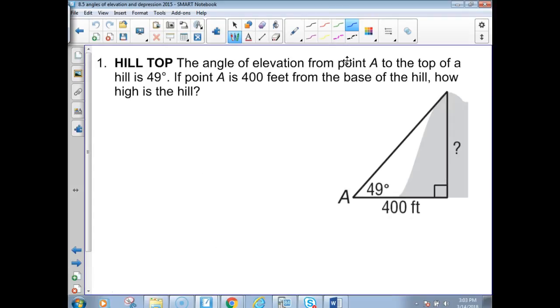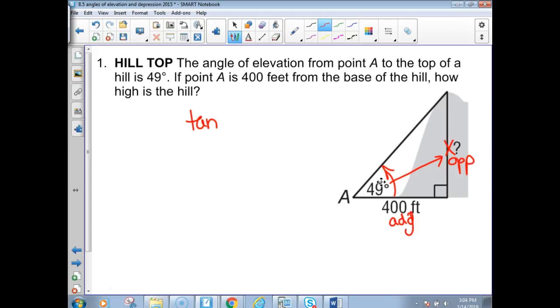On our packet, we have a problem right away to begin with. I'm going to put an X where the question mark is. And I think that unfortunately, you don't even really have to read this if you look over the triangle, but it says the angle of elevation from point A to the top of a hill. So this is your hill, and that would be your angle of elevation coming off the horizontal line of 400 feet. 400 feet from the base of the hill, how high is the hill? So opposite over adjacent, this would be your tangent because across from the 49 is the opposite leg and adjacent leg is the 400.